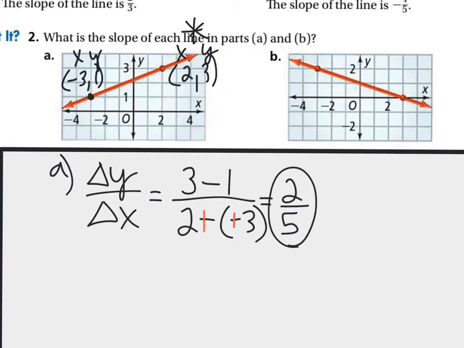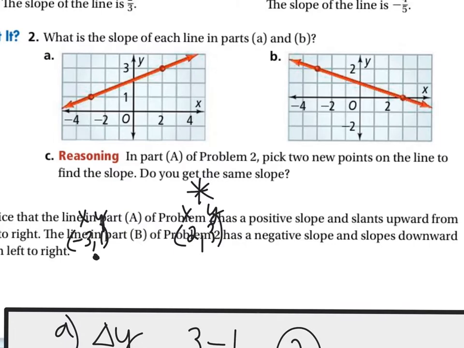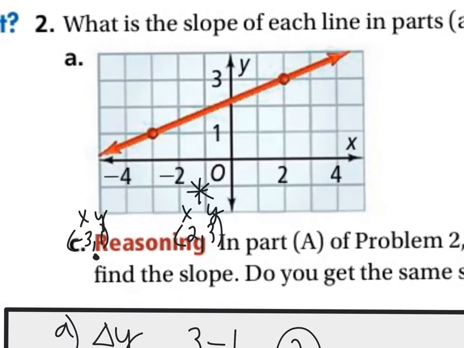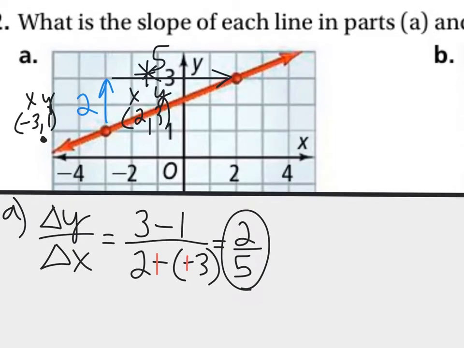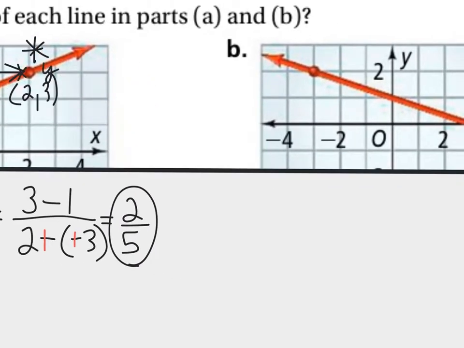Another option you have on this one, since the numbers aren't too bad, we could just look at our graph. Since they're going by ones here, you could say I'm going to go up 2 and over 5, and my slope is 2 over 5, 2/5. Look at part B.